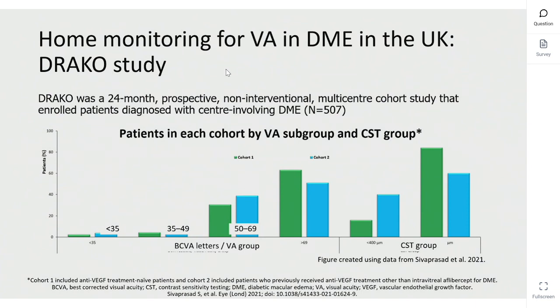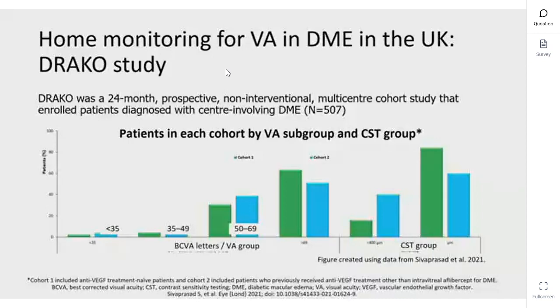And what this graph shows is that patients present early. You can see a large number of patients with more than 69 letters, that is 70 letters or better, presenting to the eye clinic. This may be because we have a very good screening program. But what is more important is look at the central subfield thickness. There is no correlation between visual acuity and central subfield thickness. If at all there is a relation, it is very modest.